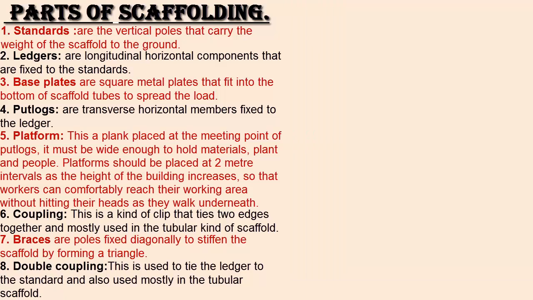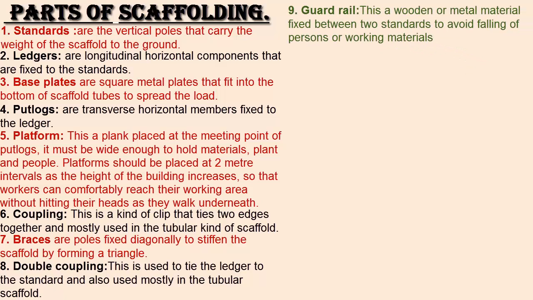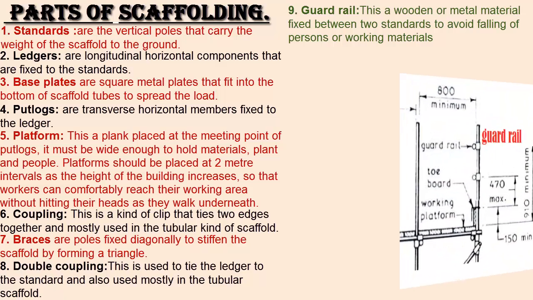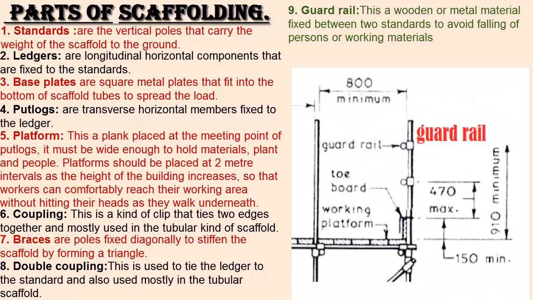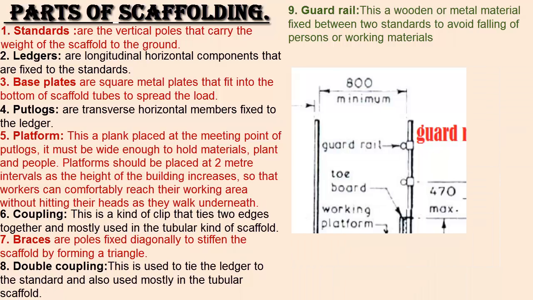Also, we have what is called the guardrail. What is a guardrail? At the top, sometimes you see a storey building. People are working on the storey building. The fear of falling backward is there. The fear of material falling backward is there. That wooden material or metal material that is fixed between one standard and another to protect the users from falling, or protect material from falling, is called the guardrail.